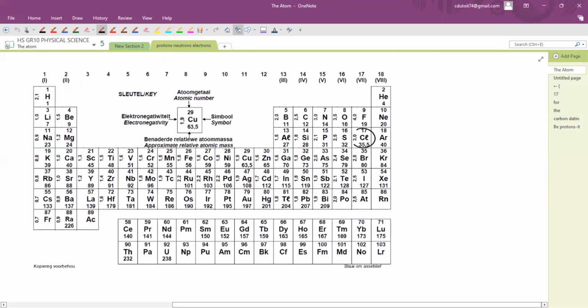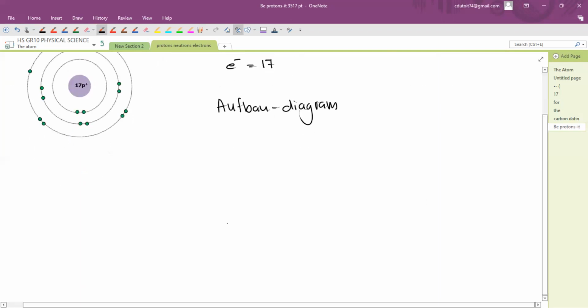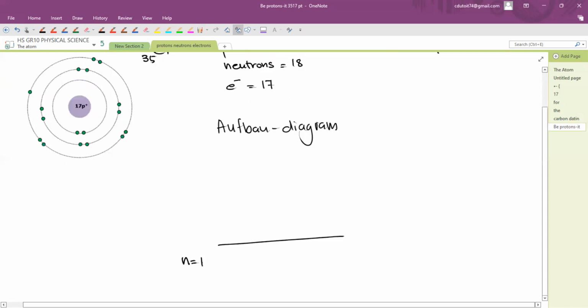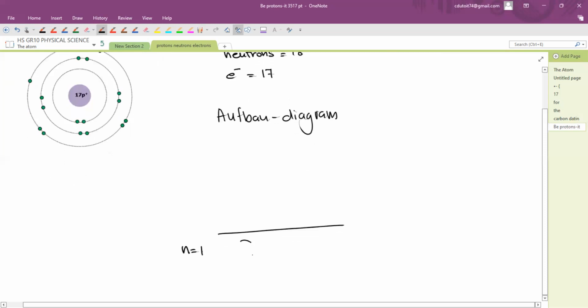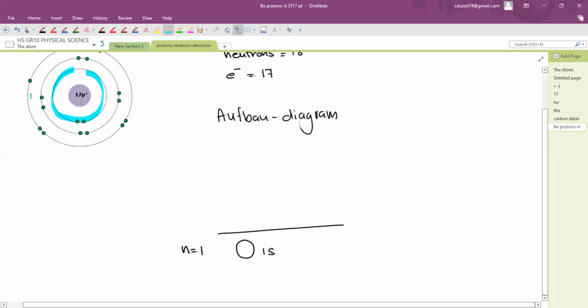So there we have chlorine. It's in the third period. So chlorine will have 3 energy areas in which electrons will move. Now, the first area is called n equals 1. And that area only has 1 orbital. It's called the s orbital, so we call it 1s. That is an orbital, an area in which electrons will move. This is represented by this blue area there. So there's 2 electrons there.